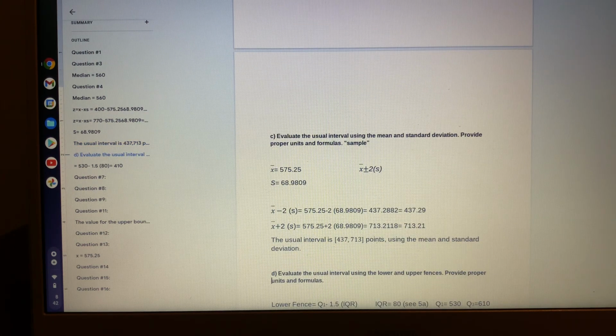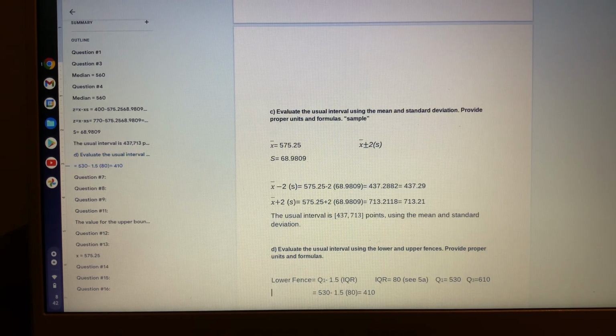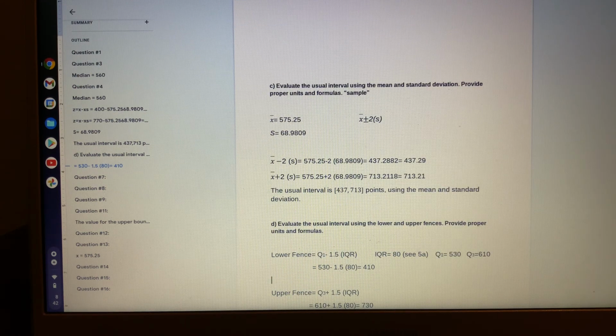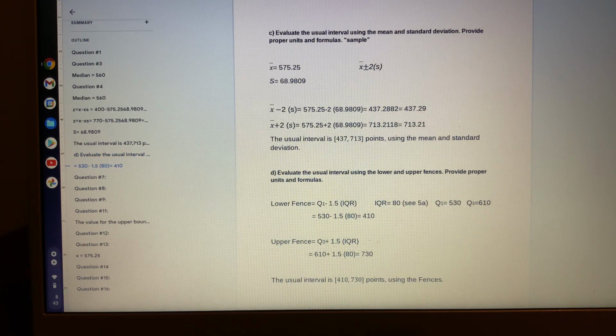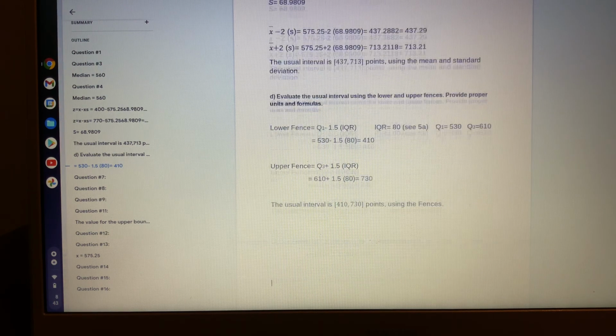As I continued to evaluate for D at this point, the usual intervals using the lower and upper fences. Once again, I have provided what the IQR, the Q1, and the Q3 are, so I can make it easier to follow with the formula that has been given for the lower and upper fence. And my answers are as follows. The usual interval is 410 for the lower fence and 730 for the upper fence. This is in points, and of course using the fences.